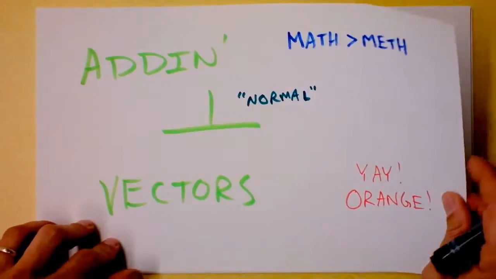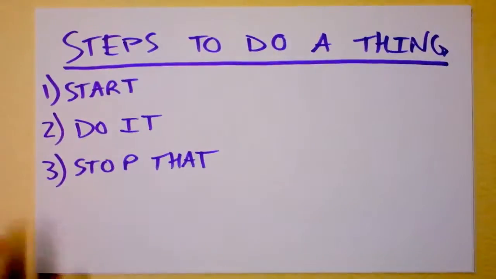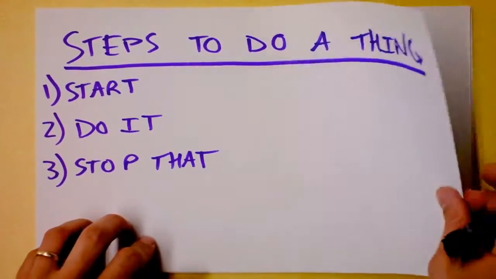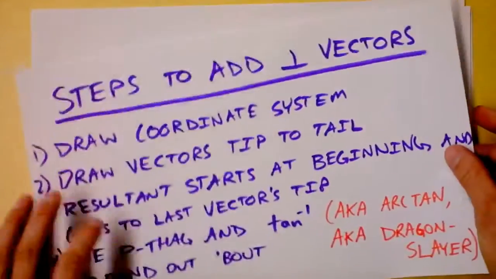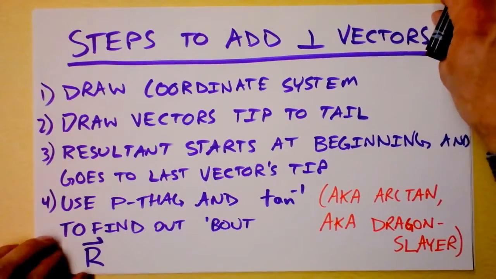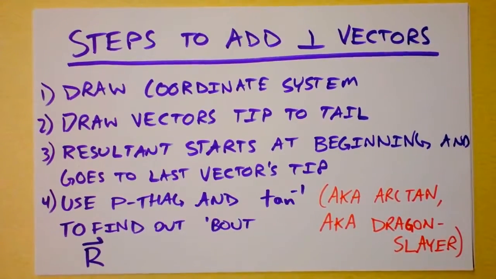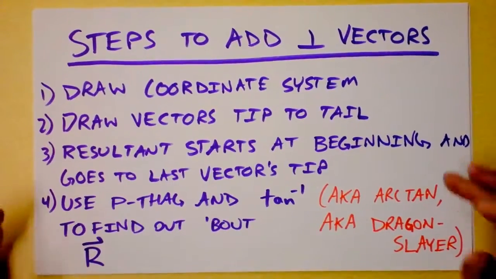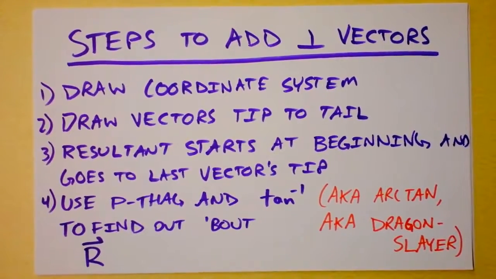Okay, so I made some steps to add vectors that are normal to each other. To add vectors that are normal to each other, I want you to draw a coordinate system, draw the vectors tip to tail, then draw the resultant. And the resultant starts at the beginning and goes to the last vector's tip.